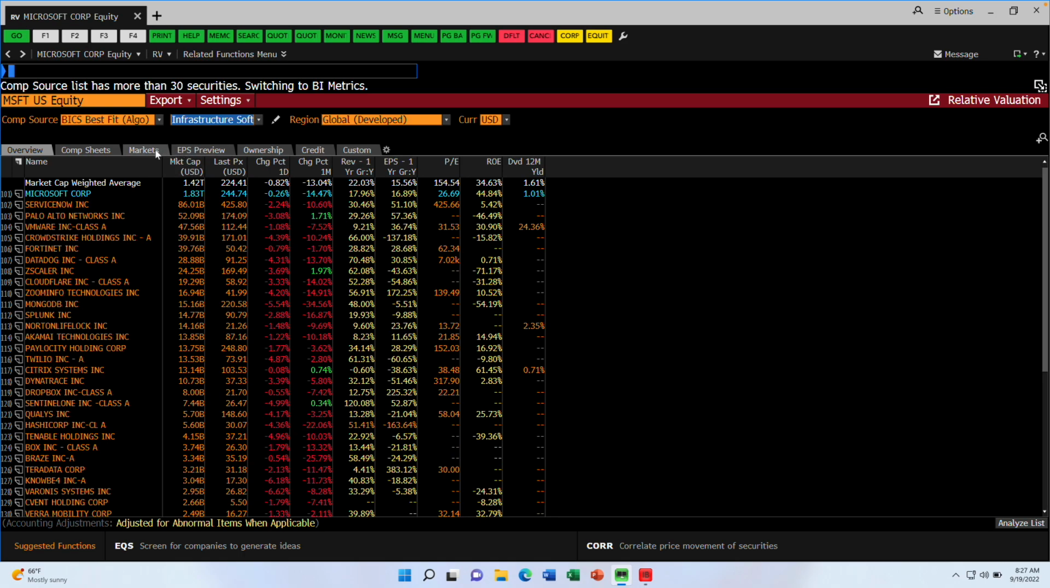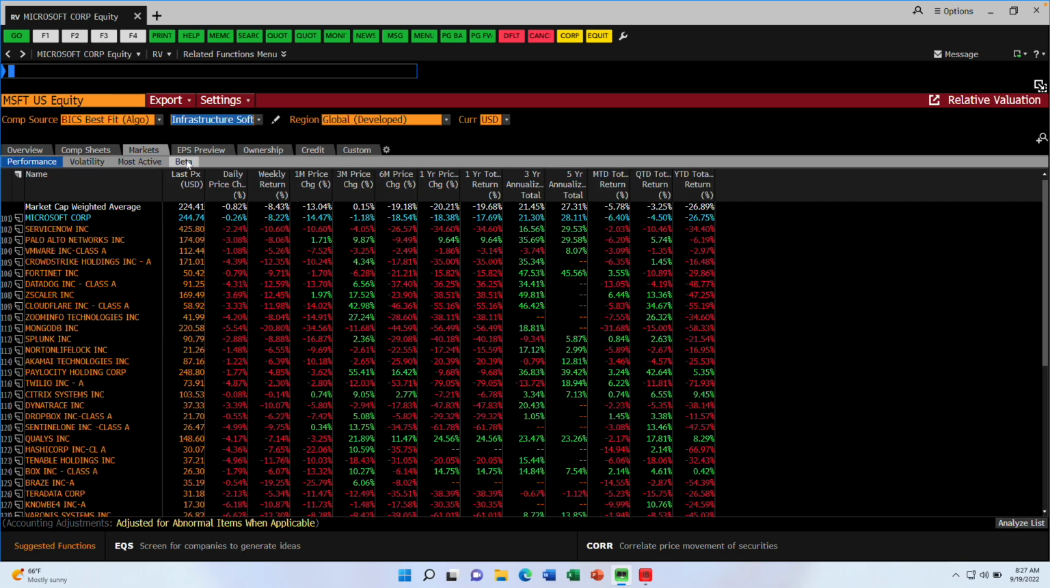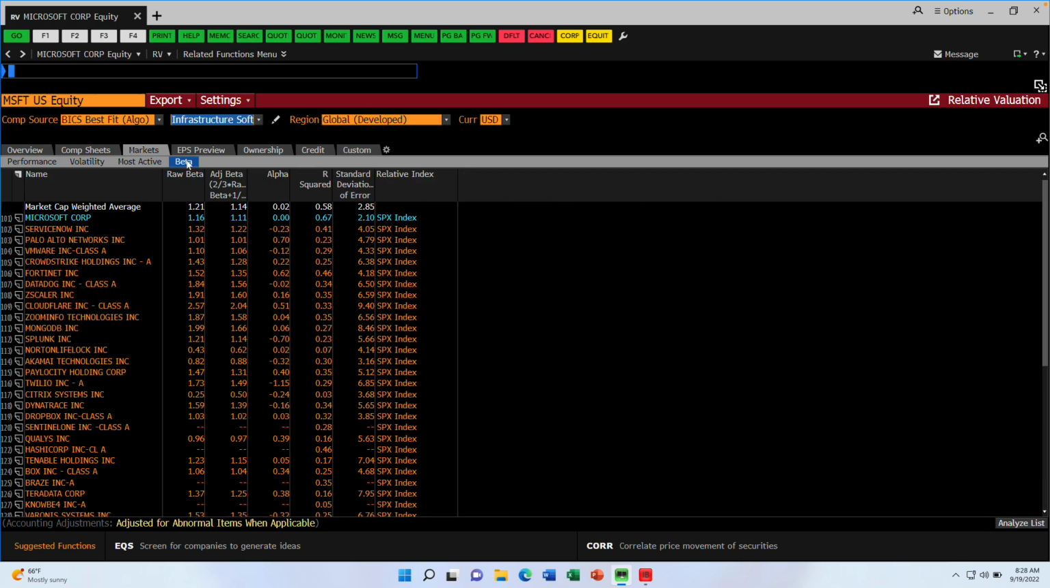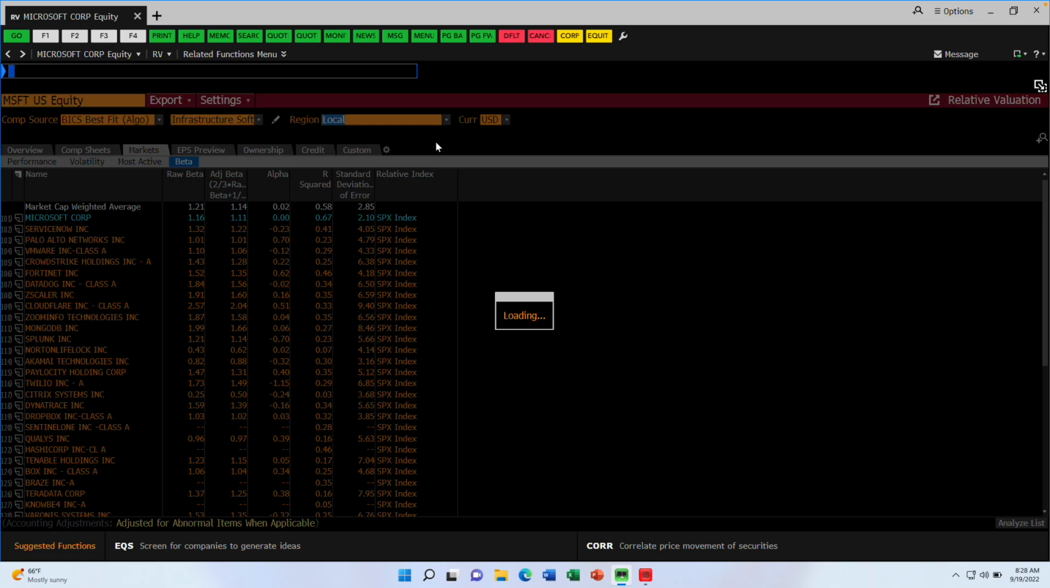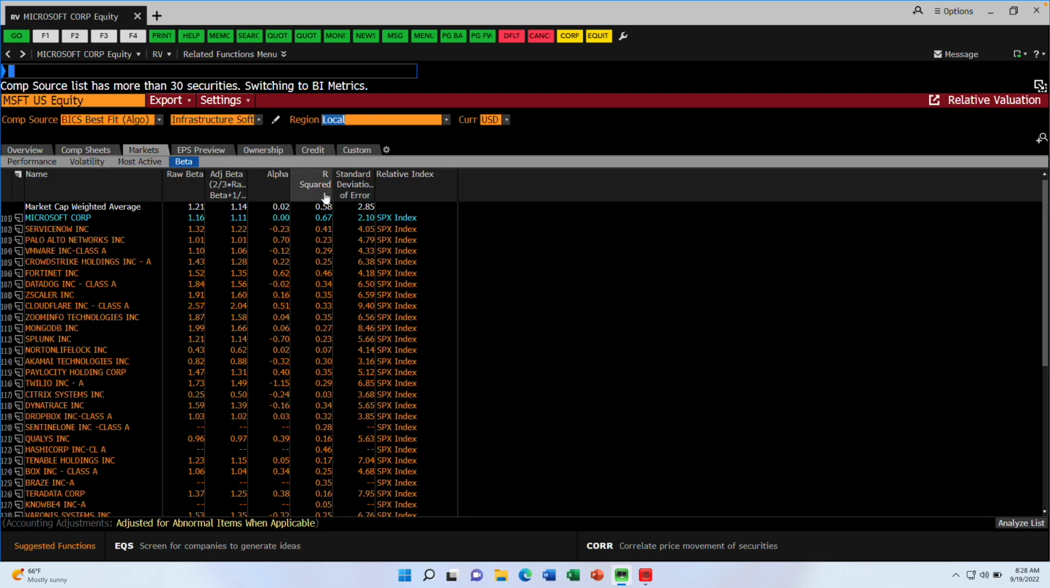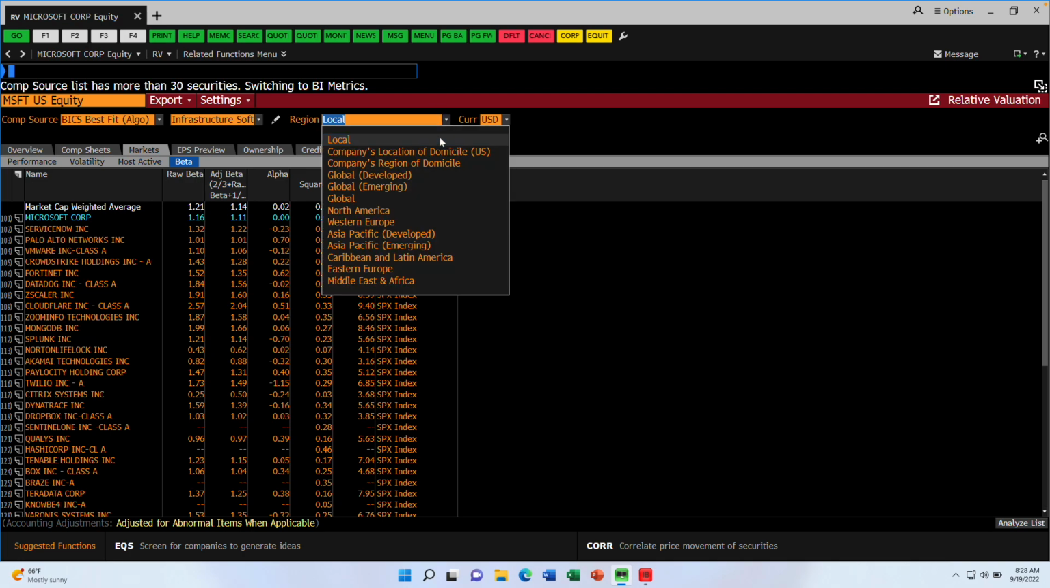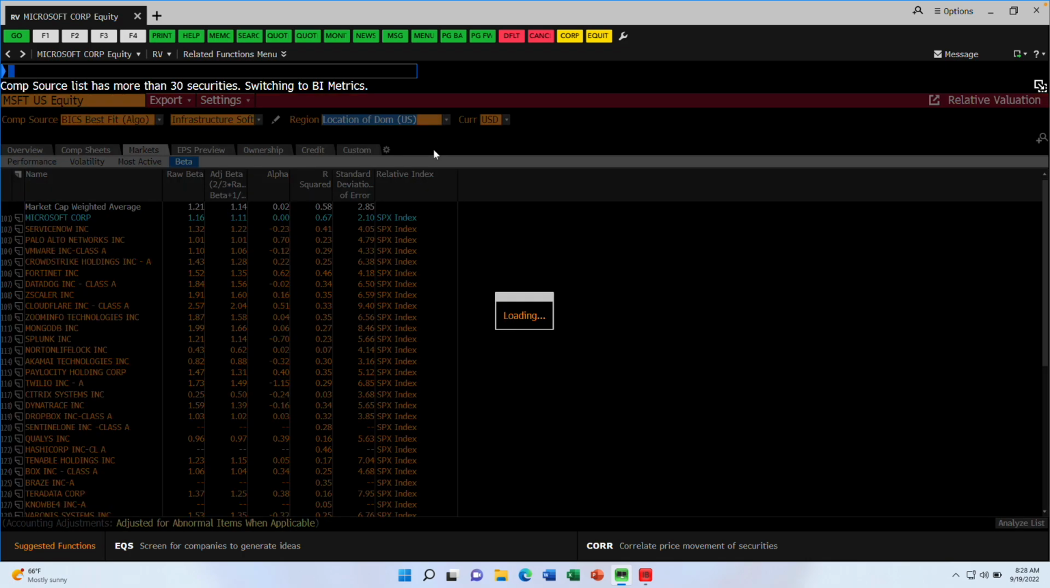Right? So then we'll go to markets, and then beta for our screenshot. As we talked about before, the one we're focusing on is the raw beta, where the industry average is 1.21 and Microsoft is 1.16, because that's what we're going to use for our E analysis. Now, just while I'm on the screen, let me show you. If you'd chosen local or country of domicile, which is basically the same, notice that Microsoft doesn't change. That's actually the country of domicile.